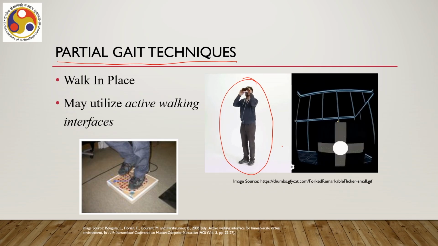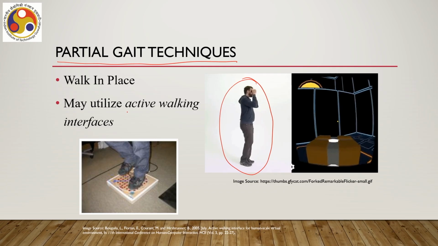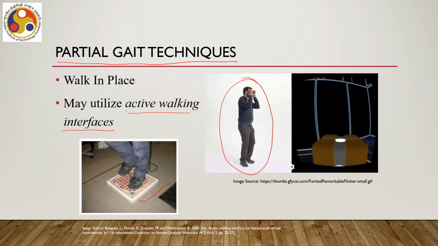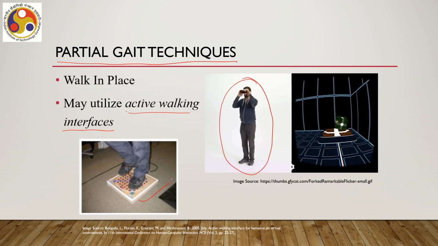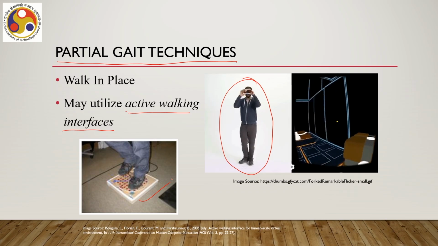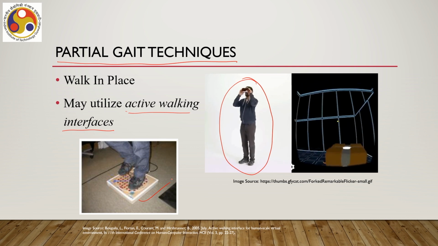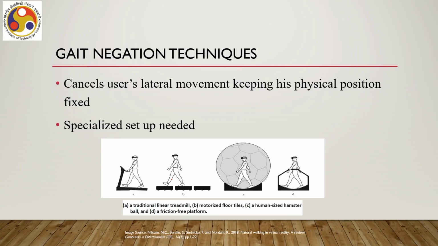Now, implementation of these types of techniques may involve walking interfaces, active walking interfaces such as pressure mats, and or interfaces with pressure sensors and so on. So that depending on the walking behavior, although it may be in a single place, the pattern of walking in that single place can be mapped to different types of walking in the virtual space. So, partial gait techniques require some sort of specialized devices in addition to other immersive hardware for providing input.